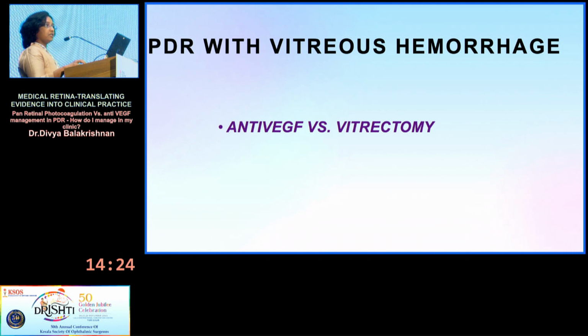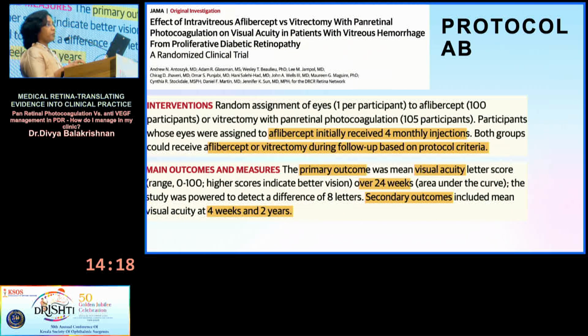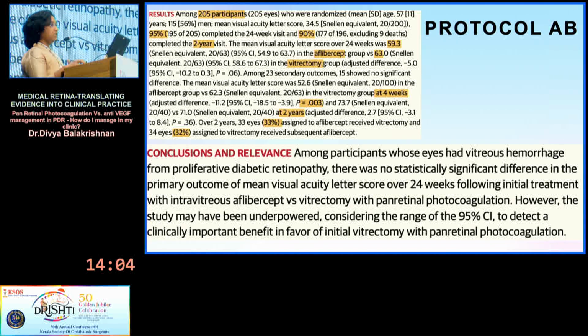And coming to the next aspect, when we have a patient of PDR with vitreous hemorrhage, whether you take up early surgery or whether we treat with anti-VEGF. Protocol AB by DRCR.net was the first trial which looked into this aspect, where they treated patients with vitreous hemorrhage with monthly injection of aflibercept and took up early vitrectomy in the other group. In the study, they looked at the results at the end of 4 weeks, 1 year and 2 years. They showed that at the end of 1 year and 2 years, there was not much of a significant difference between these two groups.